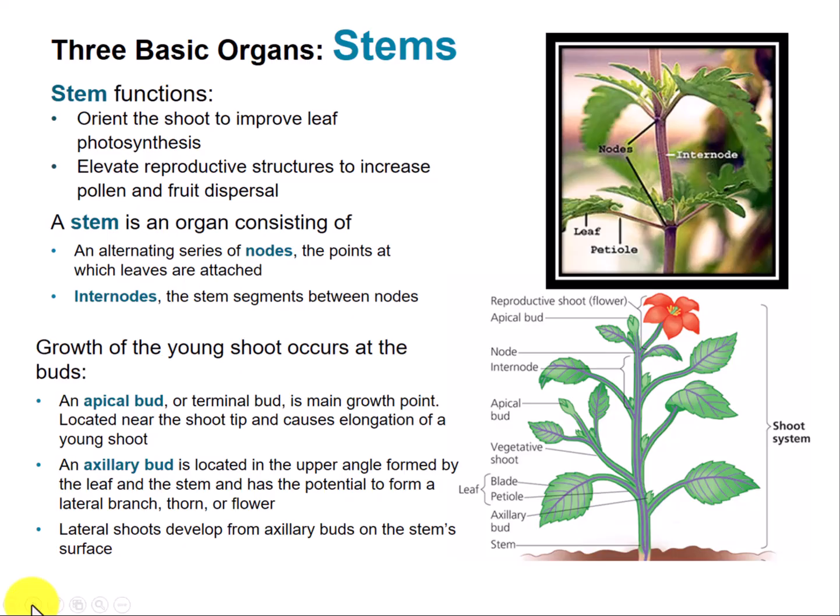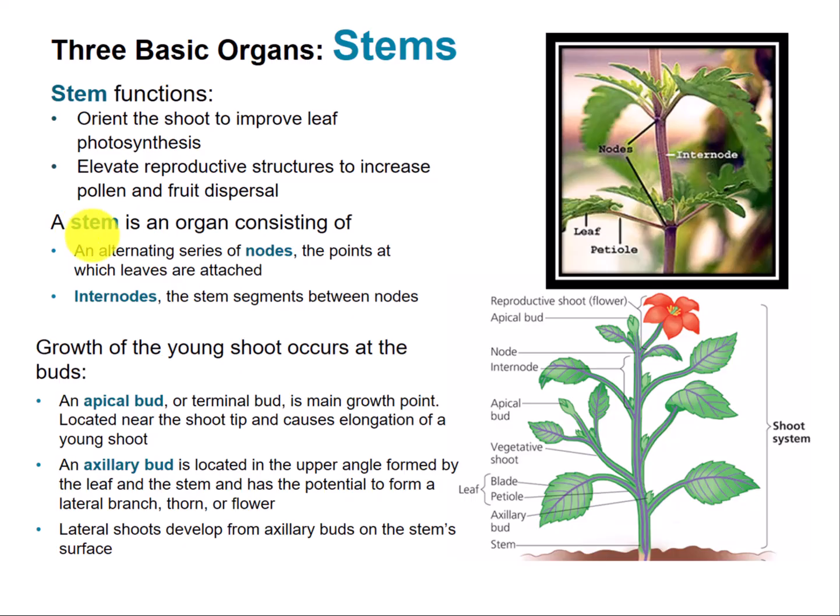Moving on to our stems, the second of our organs. Stems, we have lots of jobs for stems. They orient the shoot to improve leaf photosynthesis. So you'll see when we get to chapter 31, I think it is, how they will orient and move with the sunlight. They also are involved in reproduction and increase fruit dispersal.